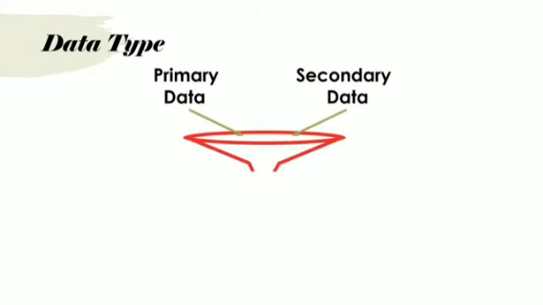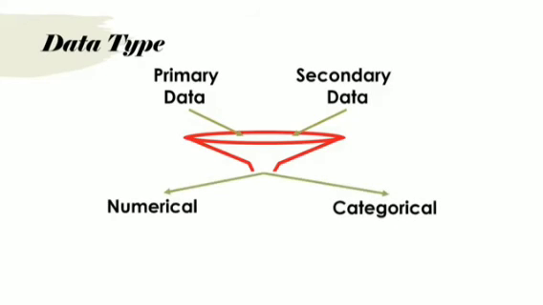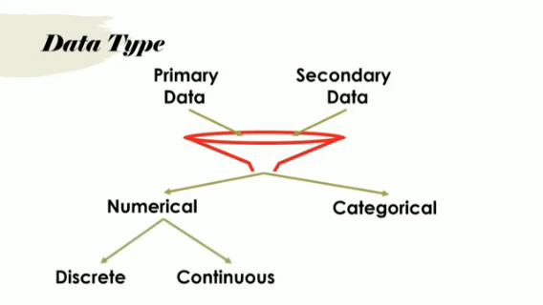These two types of data are further classified as being numerical or categorical. That is to say, primary data can be divided as being numerical and categorical, and the secondary data can also be classified as numerical and categorical data. Numerical data is further classified into discrete and continuous, and the categorical data is further subdivided into nominal and ordinal data. These were discussed in a previous video.